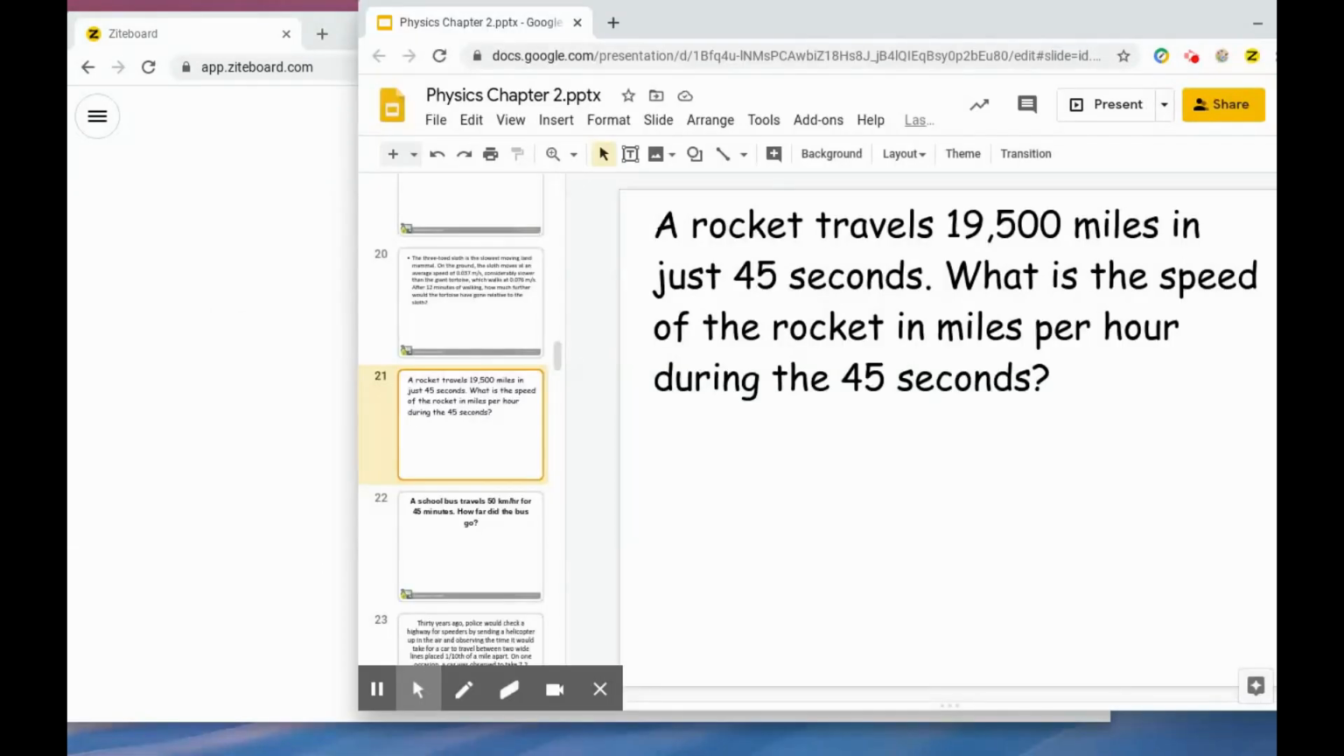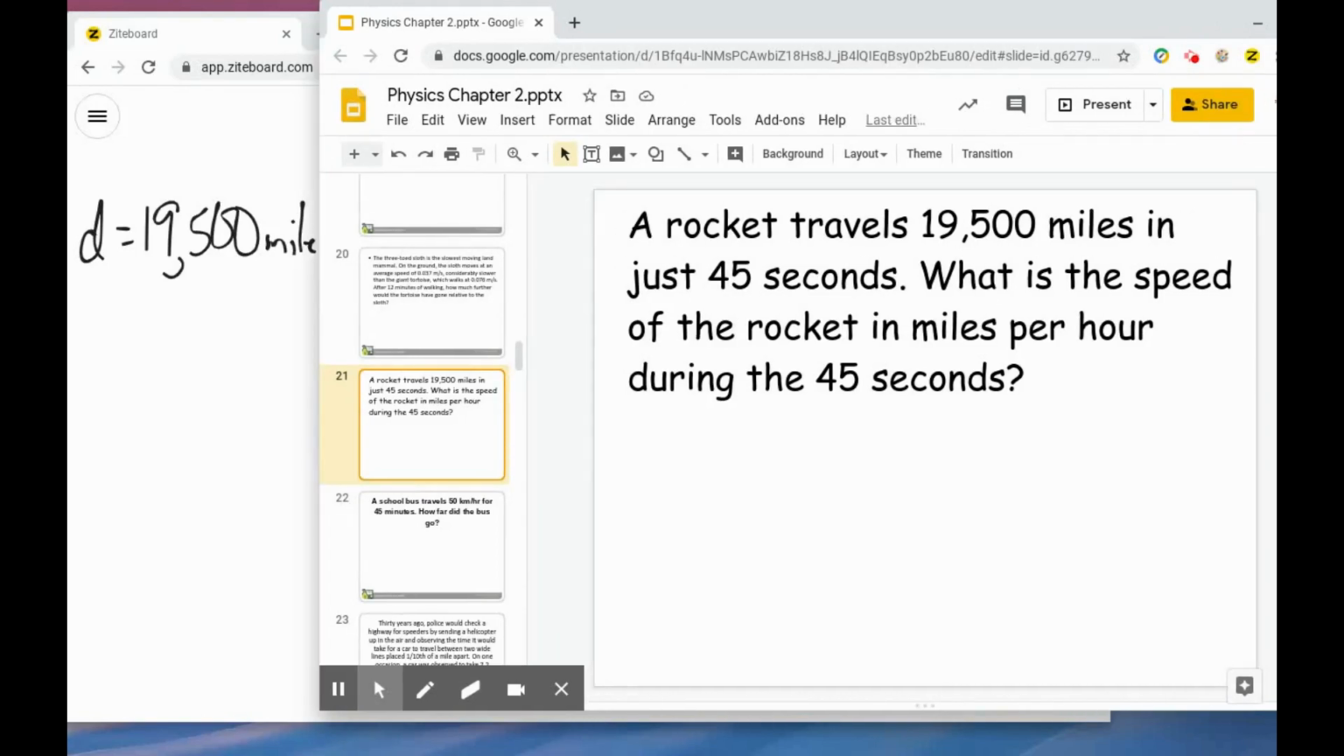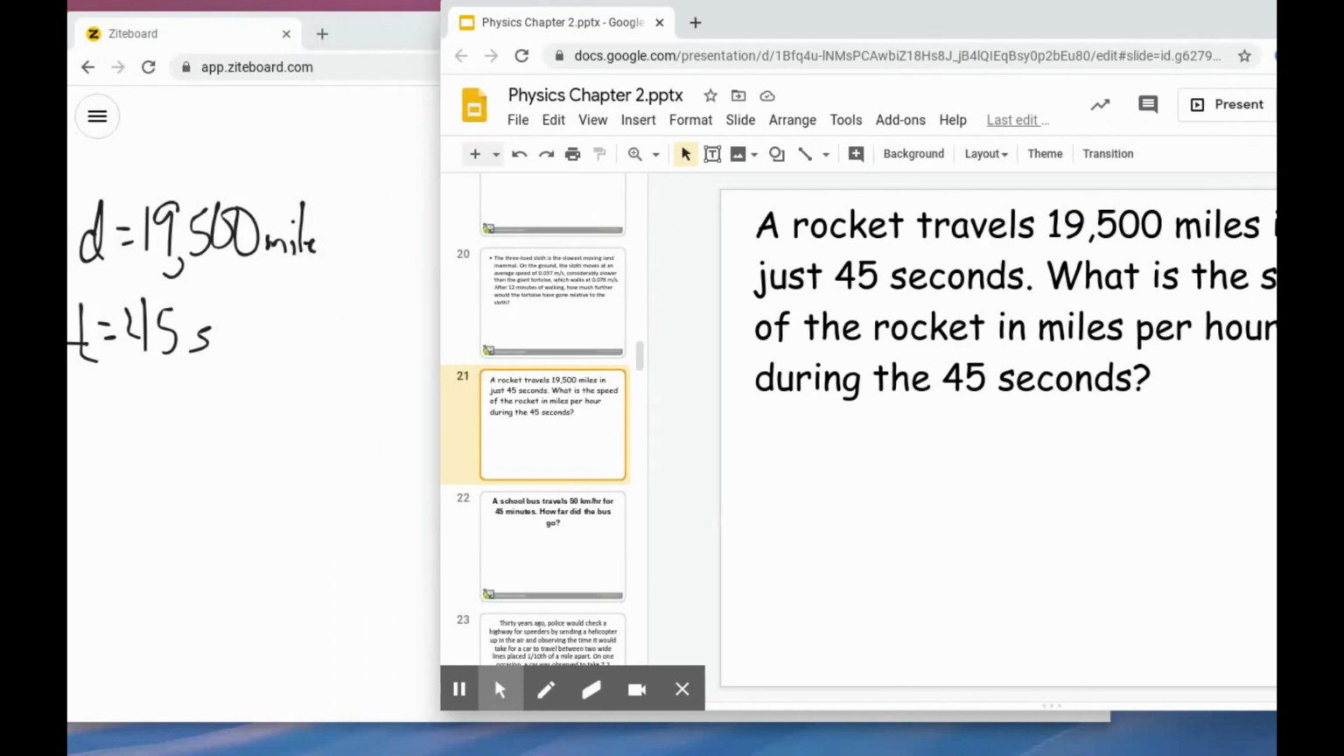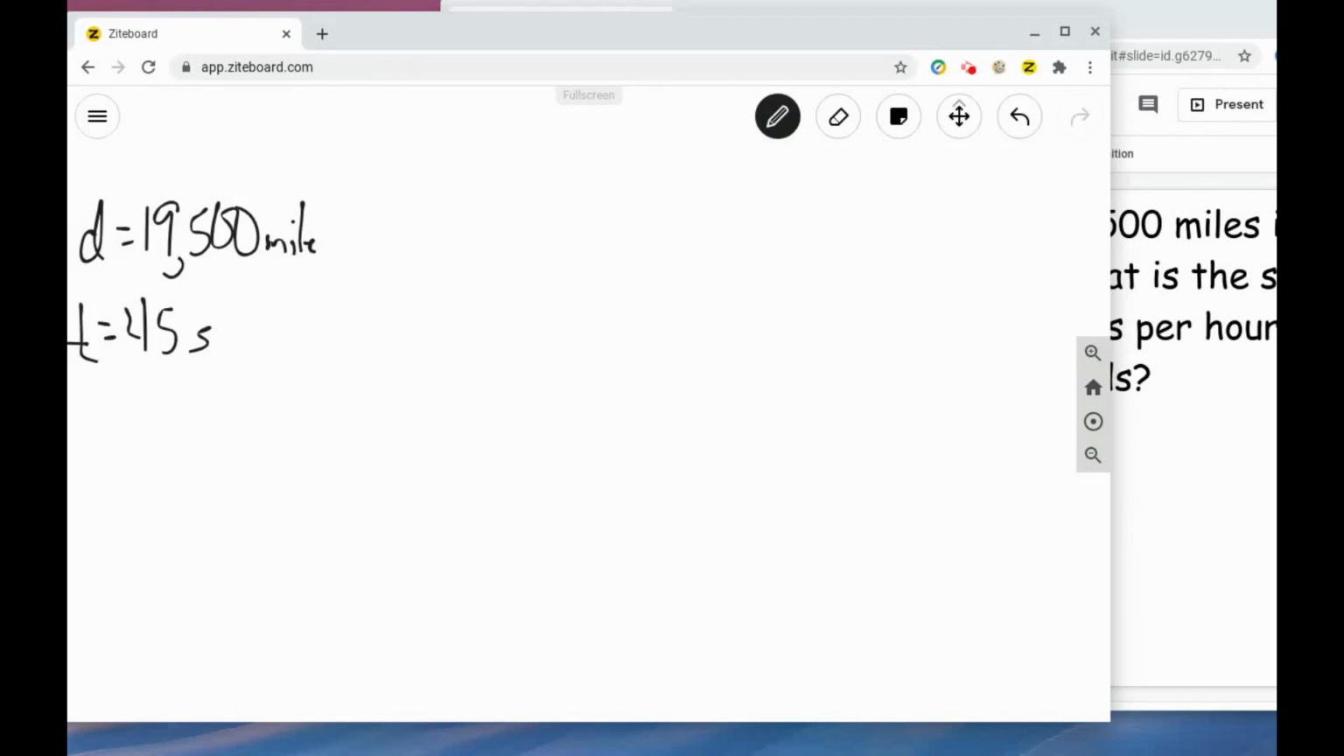Here we have a rocket that travels 19,500 miles in just 45 seconds. So our distance is 19,500 miles in a time of 45 seconds. What is the speed of the rocket in miles per hour during the 45 seconds? So here we have miles per second. So we need to change this seconds to hours. So 1 hour is 3,600 seconds.